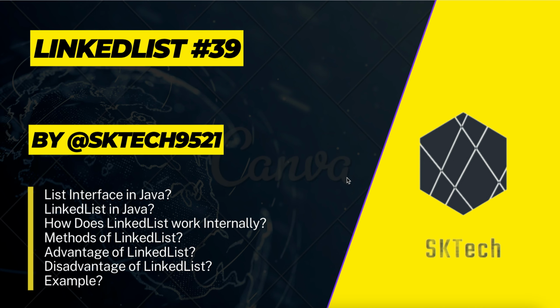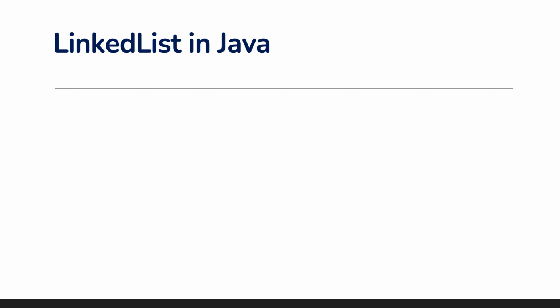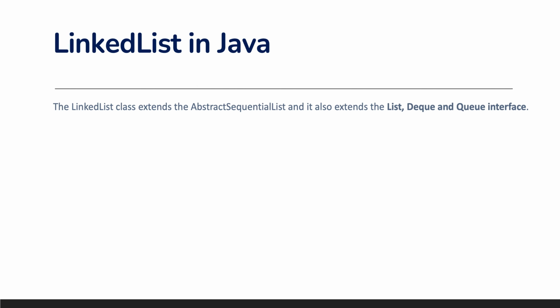In today's video, we are going to discuss another implemented class of the List interface, that is called LinkedList. And we are going to discuss the LinkedList interface, how LinkedList works internally, methods of the LinkedList, advantages of the LinkedList and disadvantages of the LinkedList with some examples. Okay, so let's begin. So first, what is LinkedList in Java?